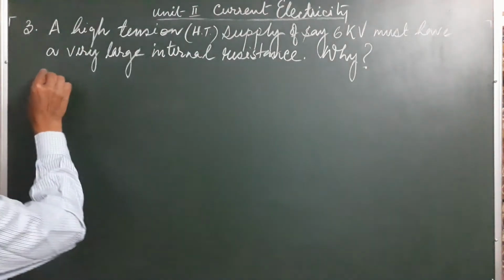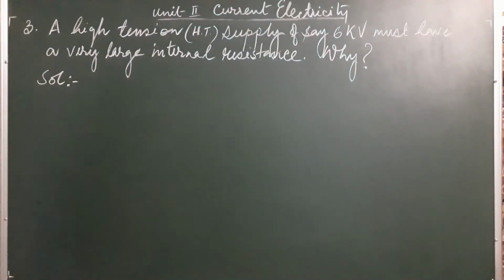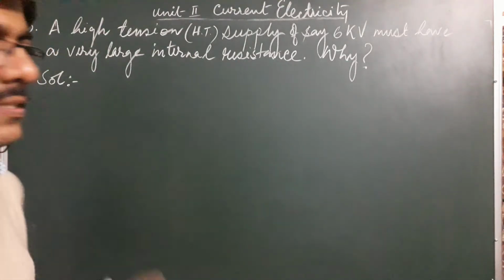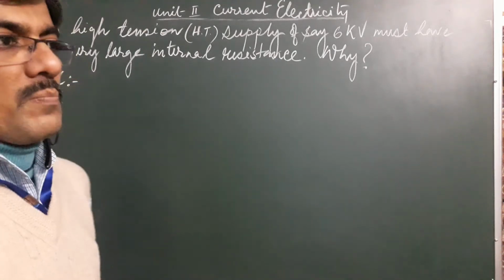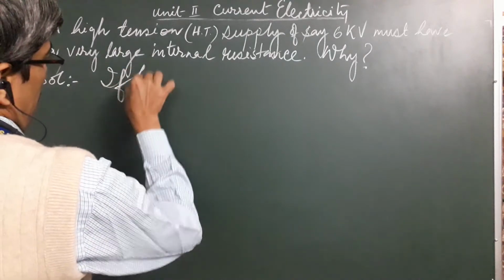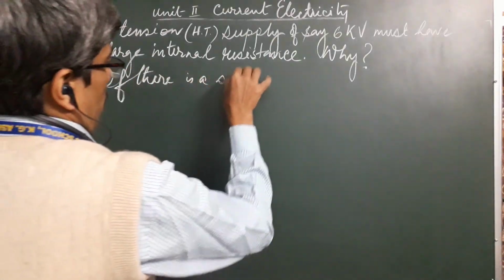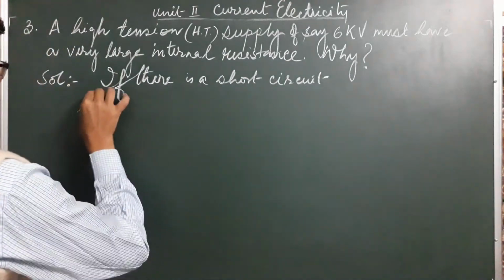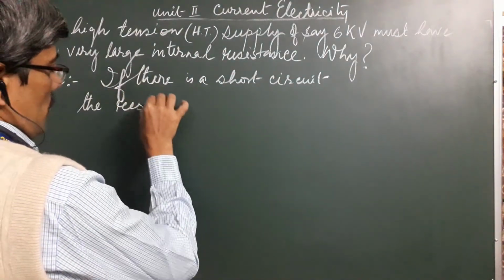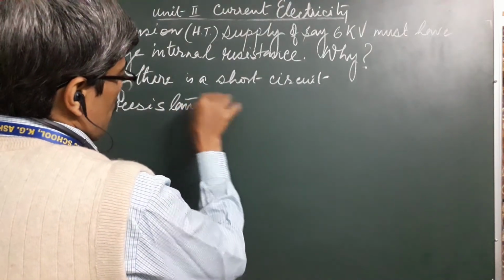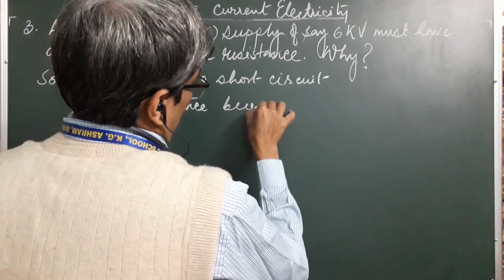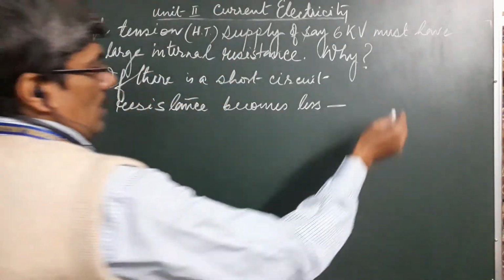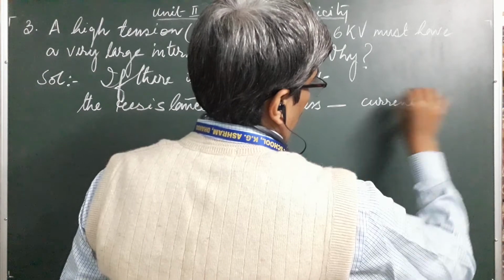The reason is, if somehow accidentally the circuit develops a short circuit, the entire circuit network develops a short circuit. Now, short circuit means the resistance becomes less. If the resistance becomes less, then the current in the circuit reaches a very high value.